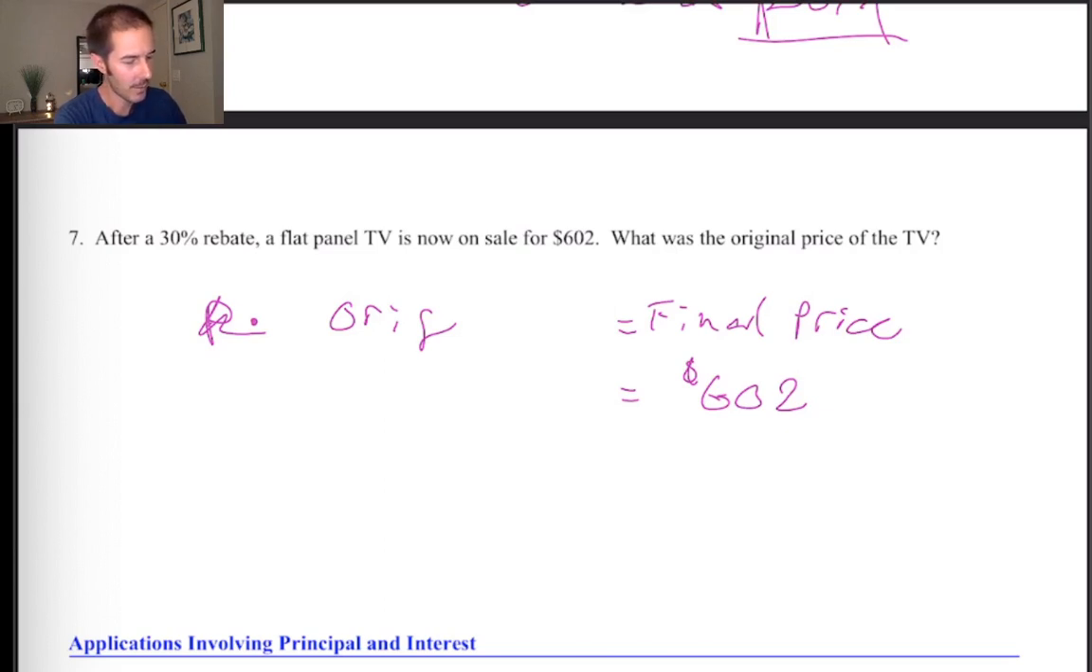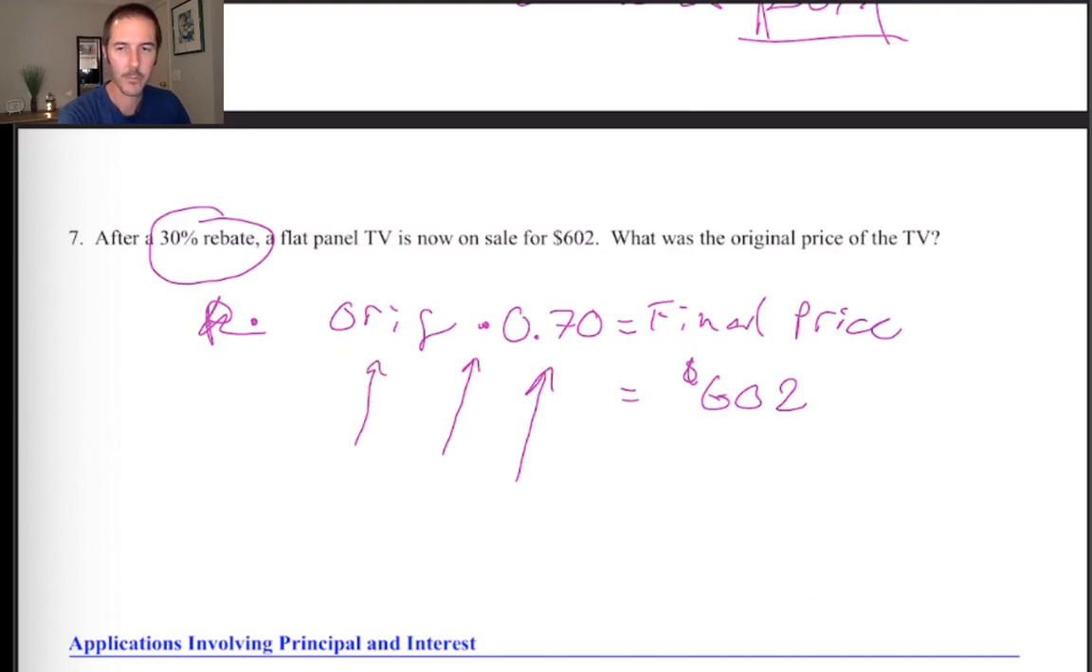So instead of writing a 30% here, I'm going to multiply by 0.70. You need to put in your notes somewhere that a 30% rebate means that we are only paying 70%, watch me now, 70% of the original price. From right to left, 70% of the original price. That's a dollar sign. You don't want to write it this way, because otherwise it looks like original of 70%. You want to flip that whole thing.